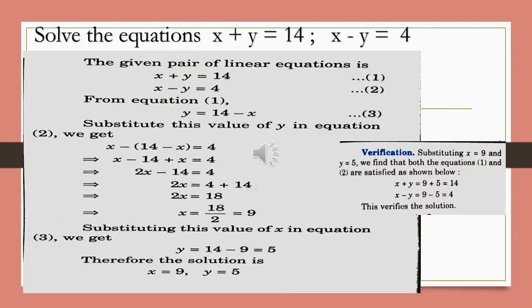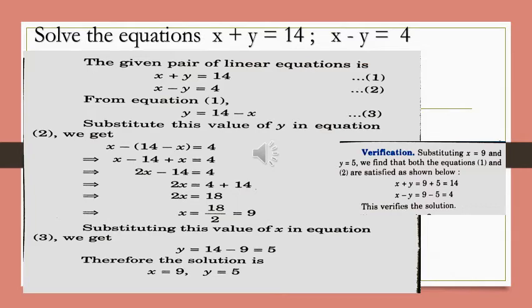Solve the bracket: minus 14, and minus times minus becomes plus x. So it becomes plus x equals 4. x plus x means what? 2x, minus 14, equals 4. We shift that minus 14 to this side. So it becomes 2x equals 4 plus 14, that is 18. It gives us x equals 9.